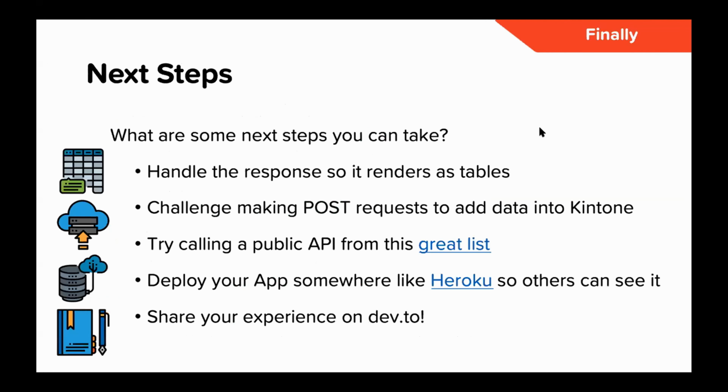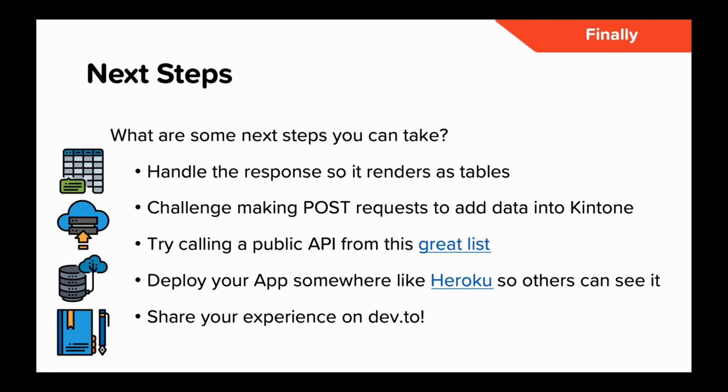Let's go to the next slide. So now we're here, and now what could we do? Well, there's lots of new and interesting things we can do to continue challenging ourselves. There's a great list of public APIs that I highly recommend you check out. You can also try making post requests to Kintone to add data in there instead of just get requests. And just a little hint, you'll need to change the permissions in your API token in order to do that.